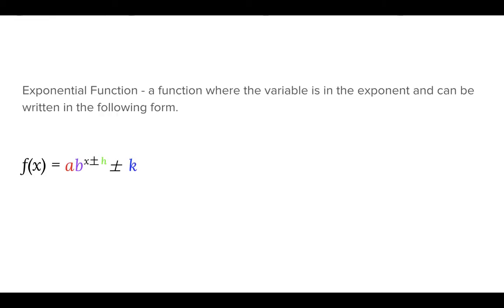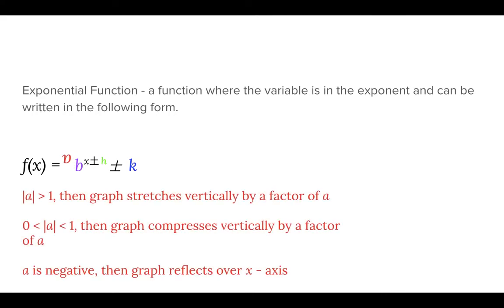Now let's be a little more formal about that. An exponential function is a function where the variable is in the exponent and can be written in the following form: f(x) = a times b to the (x plus or minus h) power, plus or minus k. Each one of those letters has a particular meaning. Let's start with a. The absolute value of a is greater than 1. That just means that whether the number is positive or negative, as long as it's bigger than 1, the graph is going to stretch vertically by a factor of a.